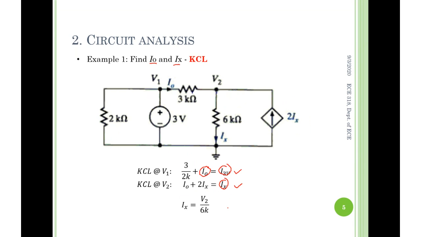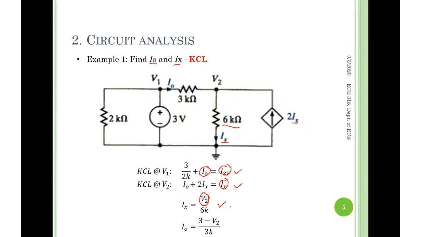And here, relying on this dependent current Ix, you can come up with one more equation. Current Ix is the current through 6K, so according to Ohm's law it equals the voltage across 6K divided by 6K, right? The voltage across 6K is nothing but V2 itself. And unfortunately, you are introducing one more unknown. Wow, my gosh. So what can I do? Come up with more equations, right?